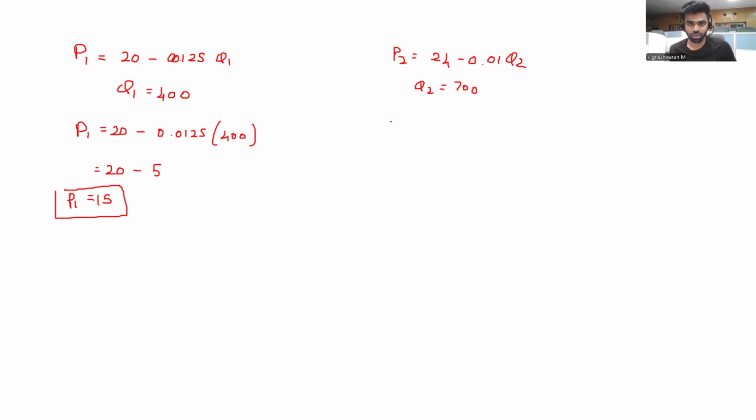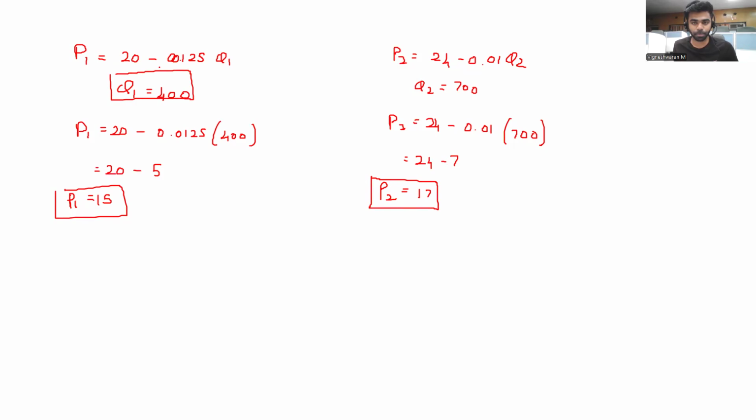Now P2. So P2 is equal to 24 minus 0.01 into 700. That is 24 minus, so it will be 7. So P2 will be equal to 17. Okay. So we found P1 and P2.